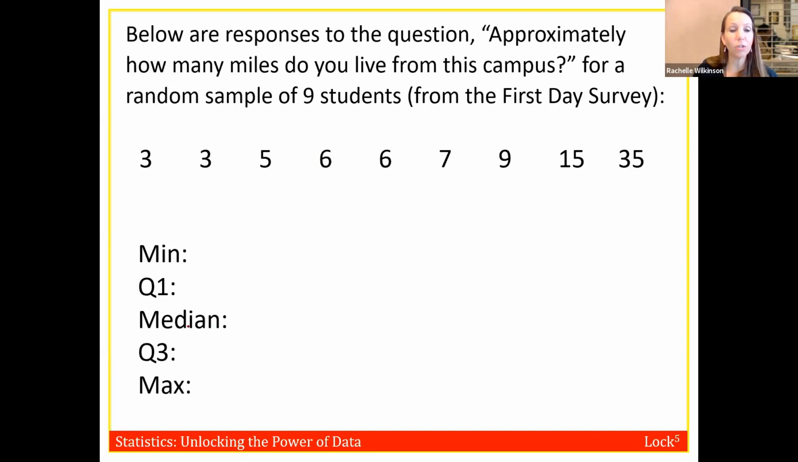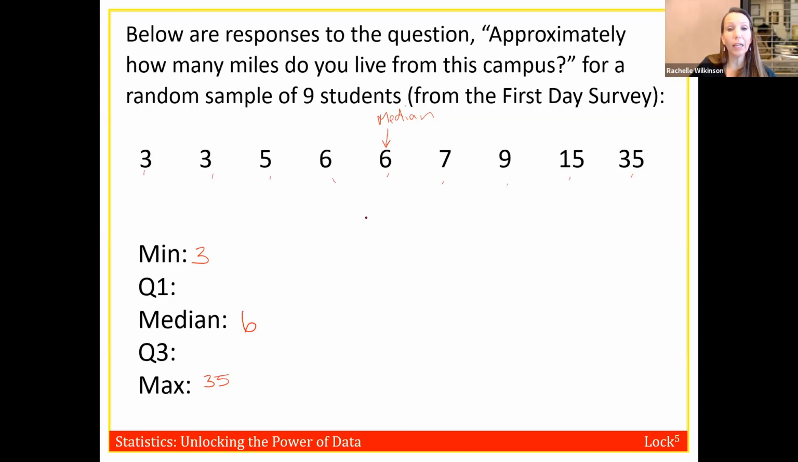So first thing I want to do is find the median. There are 9 observations, so when I work my way in from both sides, I find out that 6 is my median. All right, so I'm going to put down 6 for my median. And while I'm here, I can fill in the min and the max because those are the easy ones. The minimum is 3 and the maximum is 35. So minimum, just the smallest number, maximum, the biggest number. So now all I have to do is figure out those quartiles.